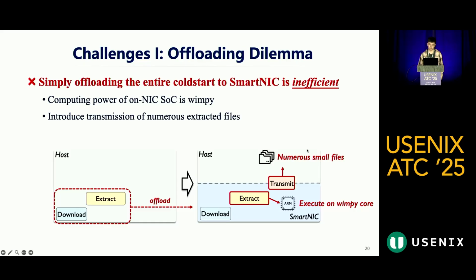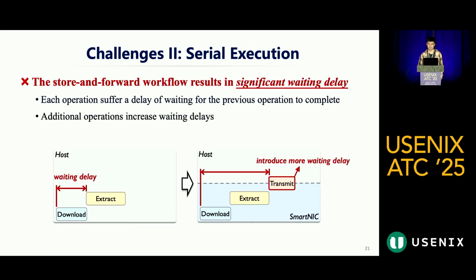Thus, simply offloading the entire Coldstart process to a SmartNIC is inefficient. The second challenge is serial execution. Traditional Coldstart workflow follows the store-and-forward model, where each operation must wait for the previous ones to complete. Besides, offloading Coldstart to the SmartNIC adds additional operations as well as delays due to cross-device data transmission, since the store-and-forward workflow results in significant waiting delays.